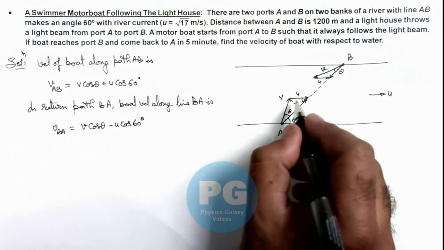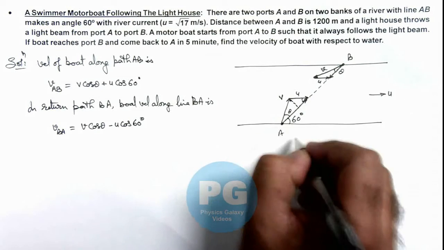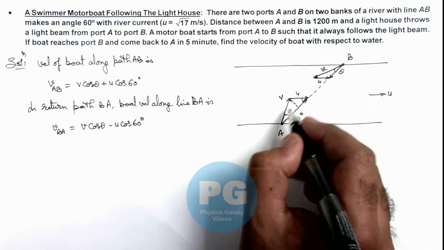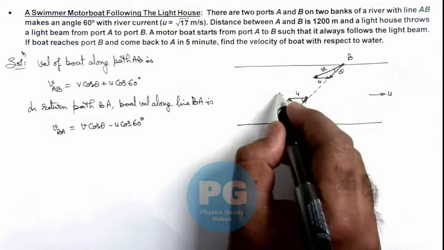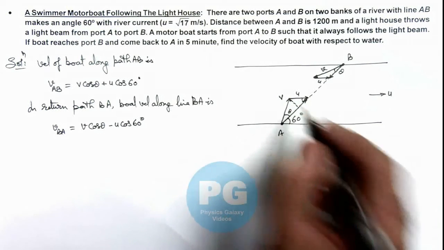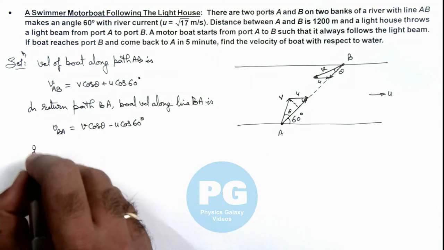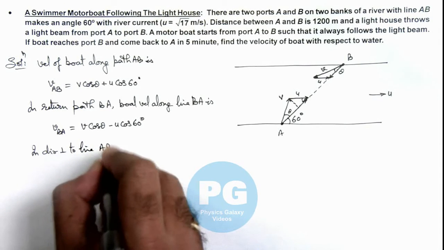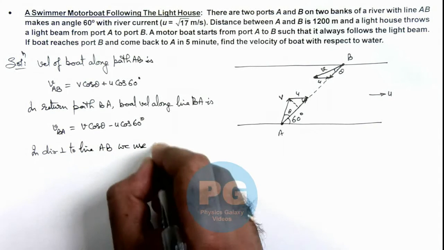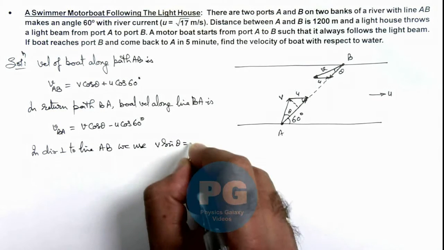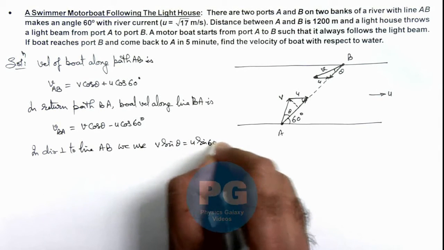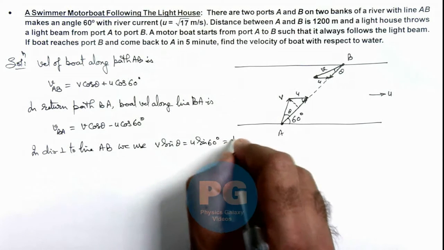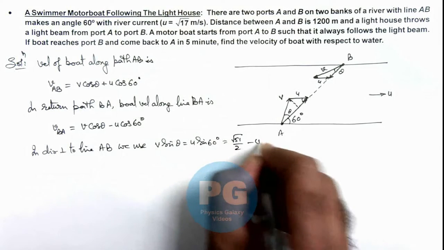And as the boat is not moving in the direction normal to line AB, the components of boat velocity with respect to water and river current in the normal direction must be equal so that they cancel out. So in the direction perpendicular to line AB, we use V sin theta equals U sin 60 degrees. The value of U is root 17 and sin 60 is root 3 by 2. This can be written as root 51 by 2. Say this is our equation 1.